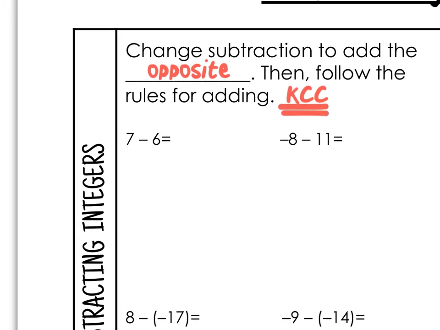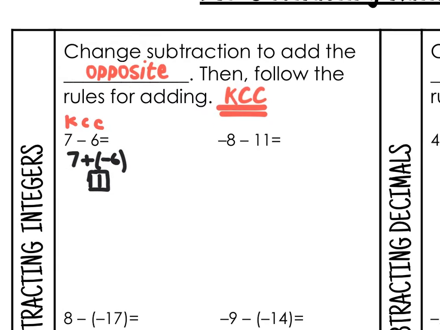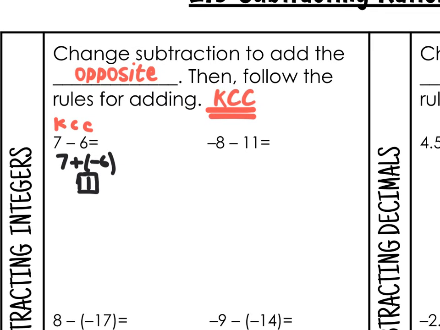So number one, if we were to do keep, change, change to this one, our problem would become 7 plus negative 6. And then 7 plus negative 6 is 1. And that's our answer. I said I was going to use blue, but apparently I'm using black. Sorry about that.